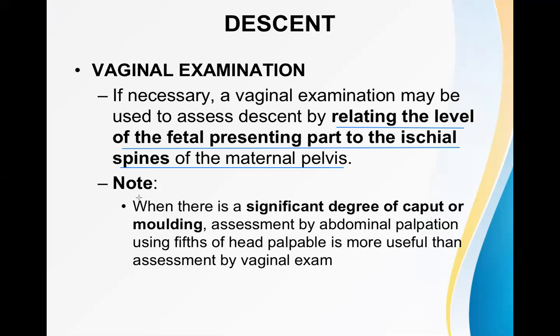Now one important practical point here is, if there is a significant degree of caput or molding of the fetal head, assessment by abdominal palpation using fifths of the head palpable is more useful than assessment by the vaginal exam. Because of this caput or molding, we may over calculate the amount of fetal descent, but actually the head has not descended that much. Now you should know the meaning of caput or molding.